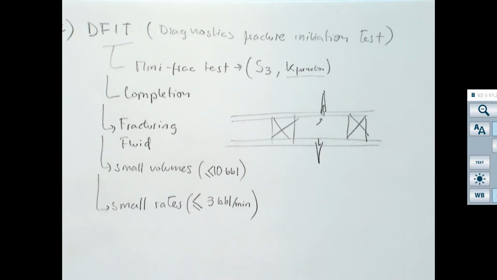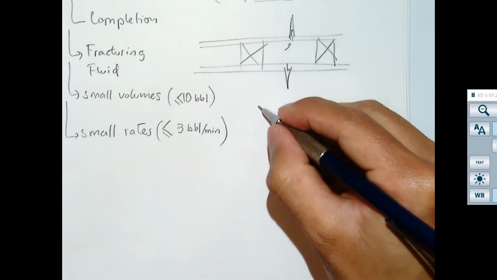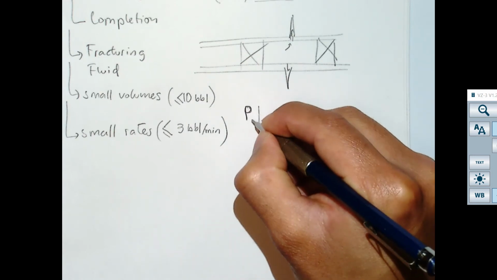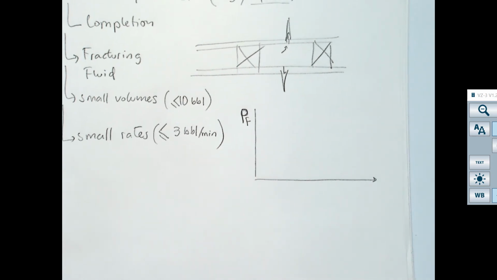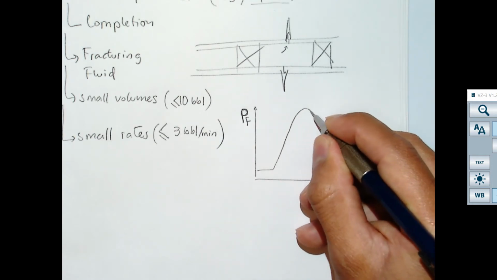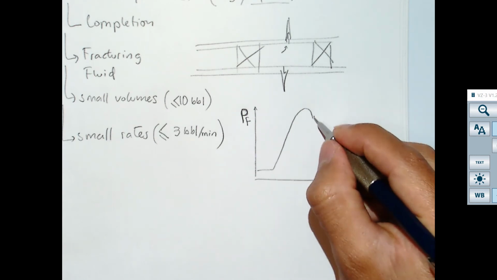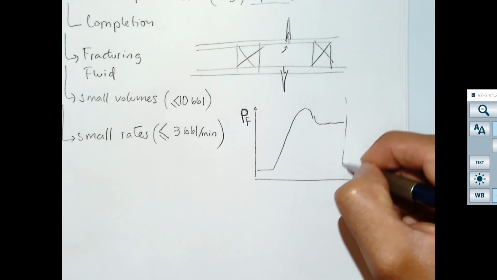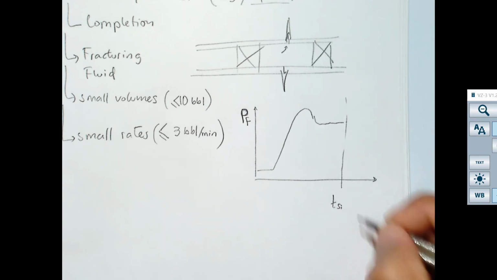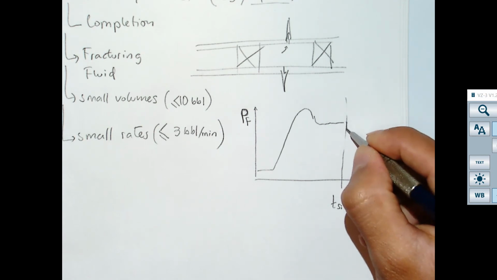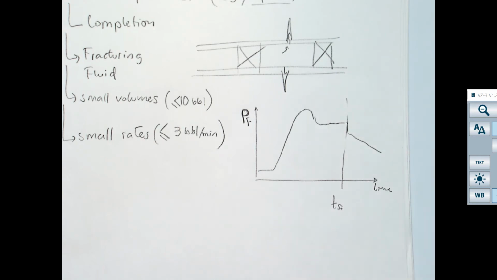But it is exactly the same. Again, if you plot the pressure, in this case, let's call it the pressure in the fracture, it will go up. Very likely it will go over a peak, and then it will go into a fracture propagation pressure, and once you shut in the pumps, it will go down very quickly, and then it will go down.